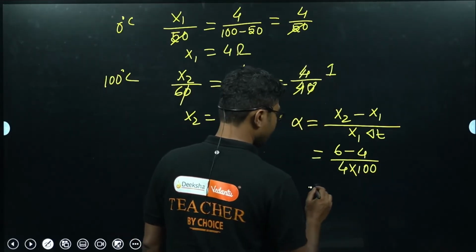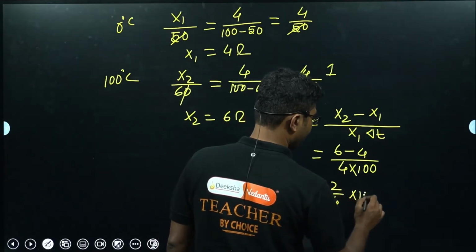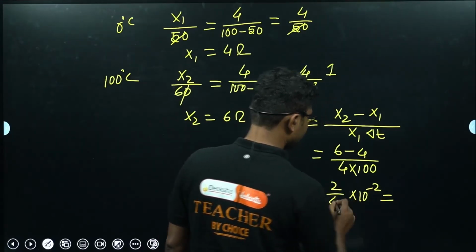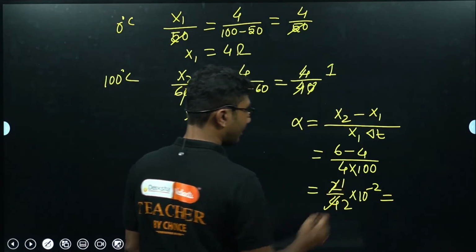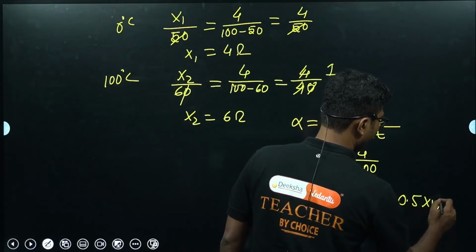So it will be 2 by 4 times 10 to the power of minus 2, or 1 by 2. 1 by 2 means 0.5 times 10 to the power of minus 2.